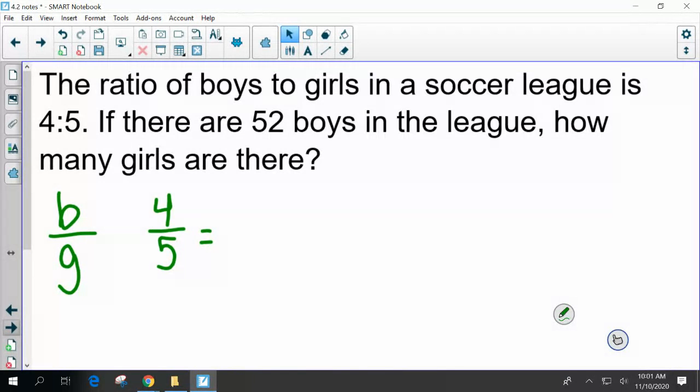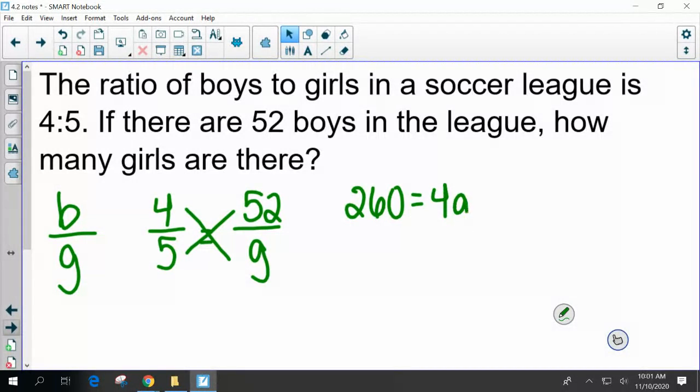So where should I put 52? On top. And I could just put a G on the bottom for girls. So then I need to cross multiply. So I would get, what's 52 times 5? 260 equals 4G. Divide by 4. So I get 65 equals G. Okay.